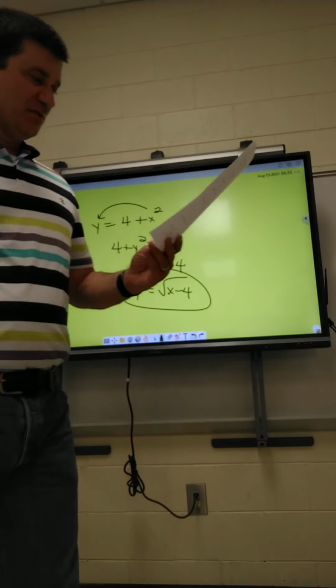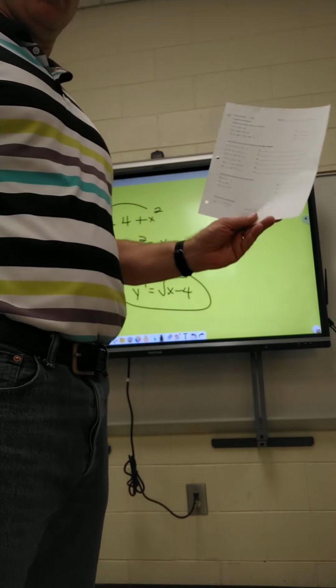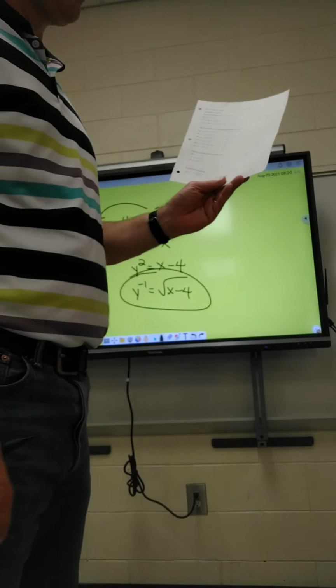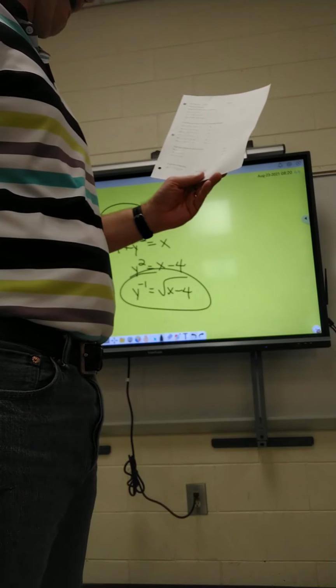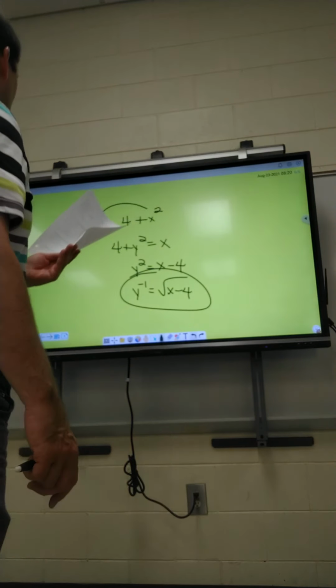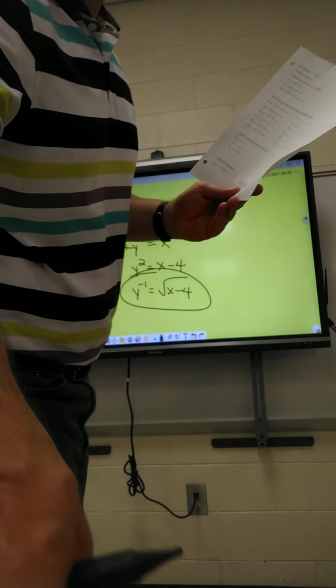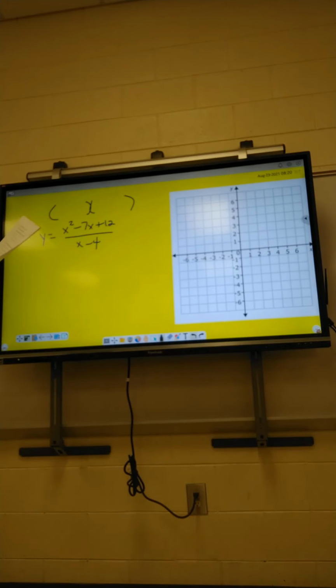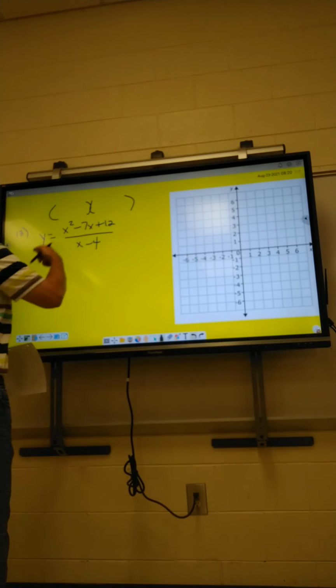All right, starting on 13, 14, and 15. These are 3 problems that will be on the quiz when you come back. And it'll be good for us to look at them right now. All right, so let's look at 13. We've been doing this for a week now. It's got an x squared on the top.